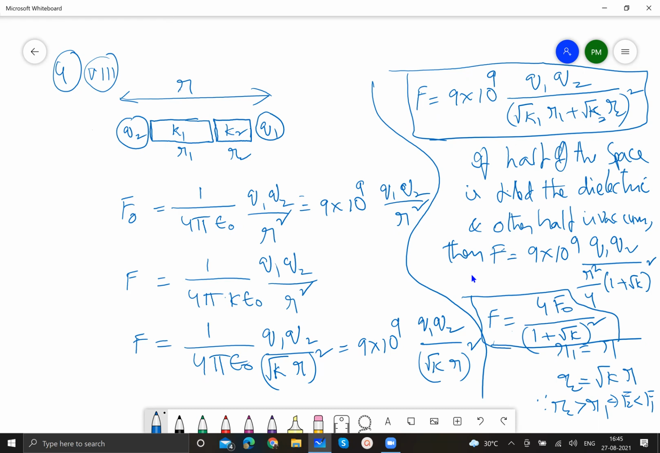Relation based questions may come like this. So the initial force without any medium between them is F naught. Then I assumed that only half of the space is filled, sometimes 1/3, 2/3, like that they can ask anything. So if half of the space is filled with the dielectric and the other half is vacuum, then the formula becomes 9 into 10 to the power of 9 q1 q2 by r square by 4 into 1 plus root k whole square. So thus I'll get F is equal to 4 F naught by 1 plus root k whole square.